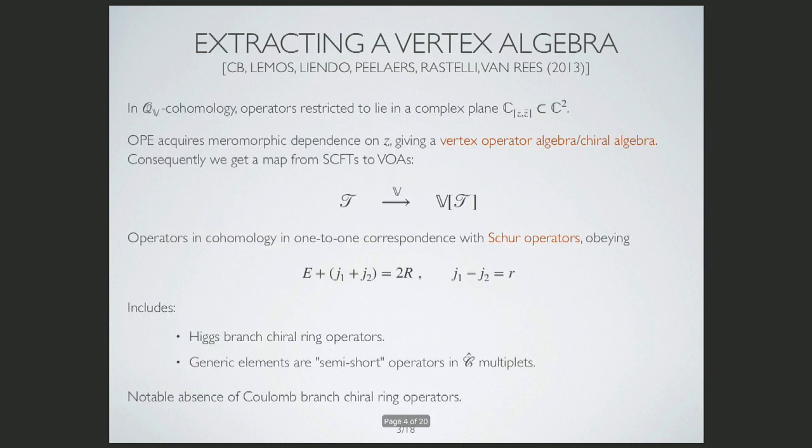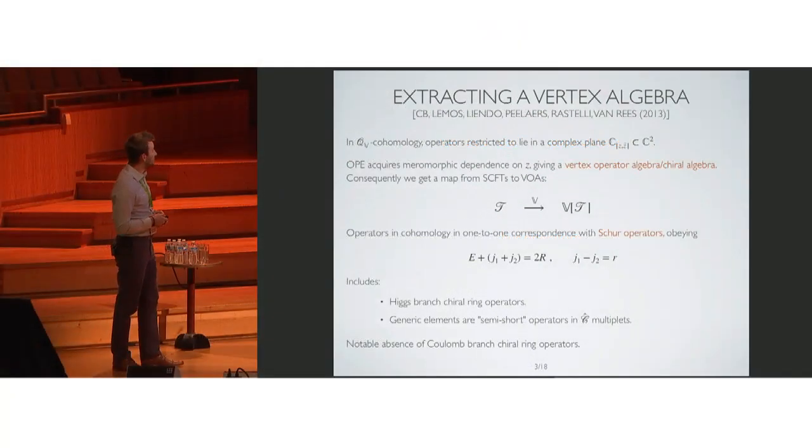And if you make this careful choice, then you find that in the cohomology of that supercharge, the local operators that survive passage to cohomology are restricted to lie on a particular complex plane, which I'll take to be parameterized by coordinates z and z bar inside of the C^2 spacetime. And the OPE of those local operators at the level of Q cohomology acquires a meromorphic dependence on this coordinate z instead of a general dependence on z and z bar.